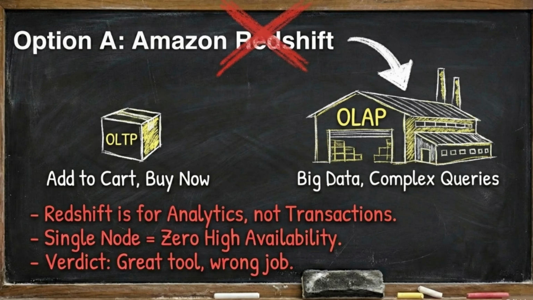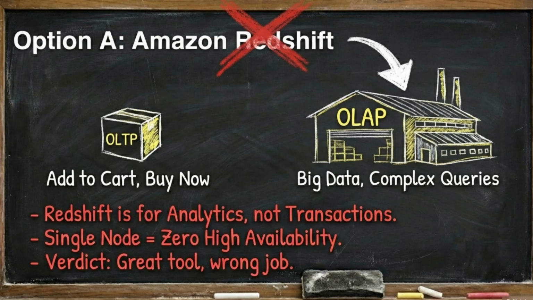Option A, Amazon Redshift with a single node. Redshift is a powerful service, no question. But it's an OLAP system, an analytical data warehouse. It's designed for complex queries over massive data sets. What do we have here? E-commerce project, transactional workloads, OLTP, fast queries like show product, add to cart, place order.